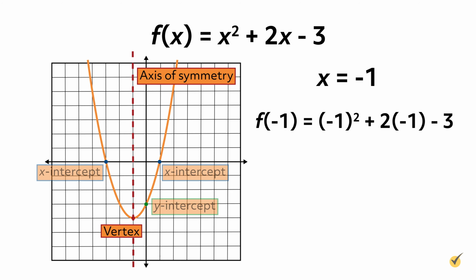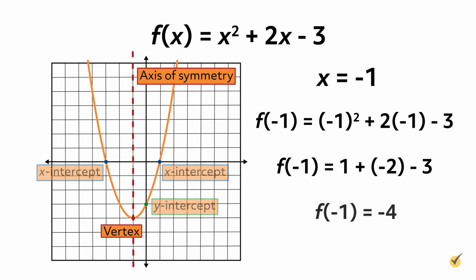So we'll get f of -1 is equal to (-1) squared plus 2 times -1 minus 3. Then if we square -1, we get 1, and if we multiply 2 times -1, we get -2. So we have f of -1 is equal to 1 plus -2 minus 3. When we add and subtract these numbers, we are left with -4. So f of -1 is equal to -4. And that's the y value of our vertex. Now we know that our vertex is at the point (-1, -4), and that's exactly where it is shown on our graph.